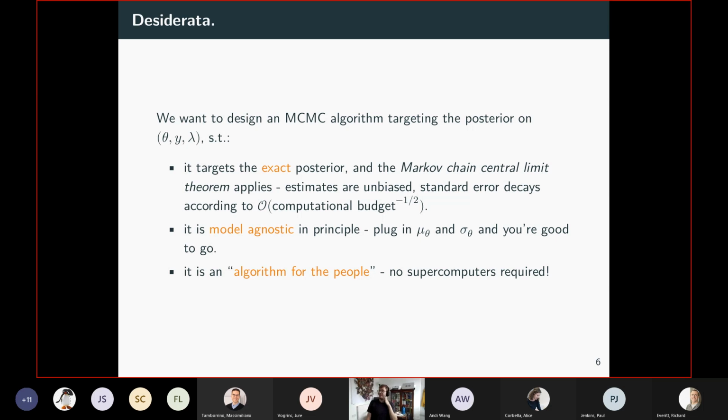We also want an algorithm that is in principle model agnostic, meaning you could plug in any mu and sigma that fulfill the set of assumptions, and the algorithm takes care of the rest. And finally, we'd like to avoid something that only makes sense if you put it on a supercomputer and run for a month. So in particular, the output that I'm going to show you is the result of running it for 1 day on a single core on my home computer.